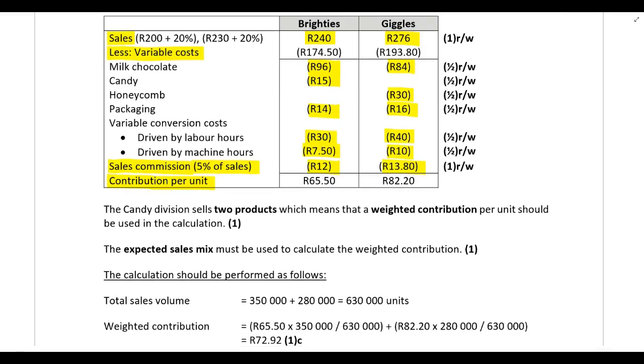So what we need to do is calculate a weighted contribution per unit. Because the division sells two products, we need to calculate a weighted contribution per unit, which will be used in the calculation. How do we calculate the weighted contribution per unit? We use the expected sales mix to calculate the weighted contribution.